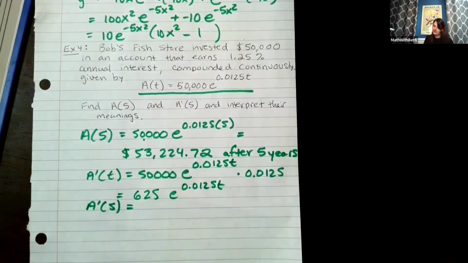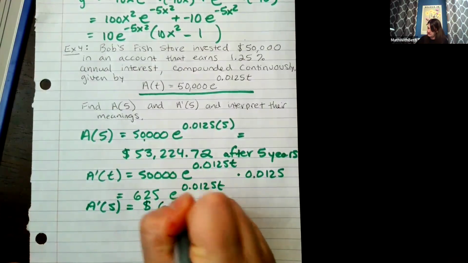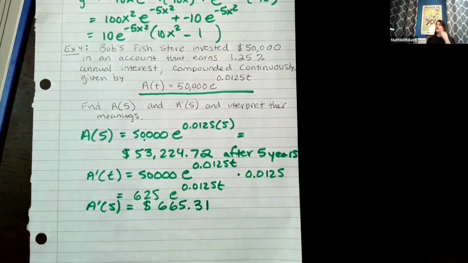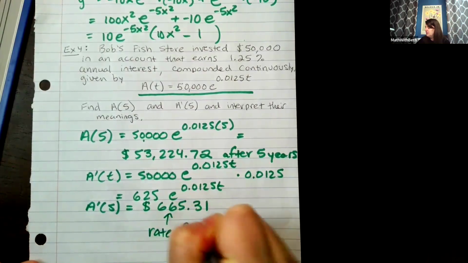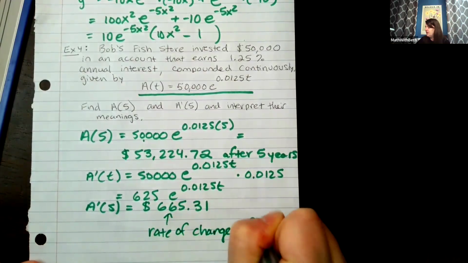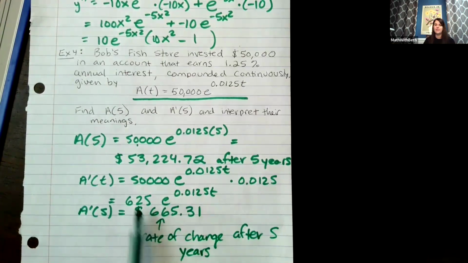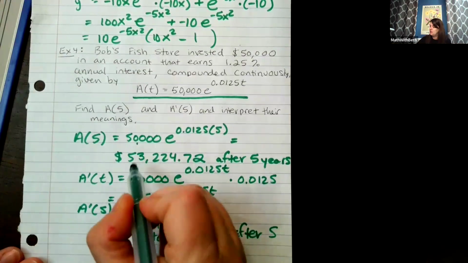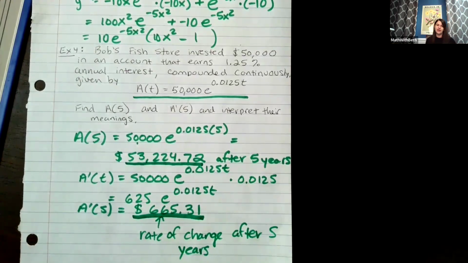So plugging in 5 for t, we would get 665.31. Now, what is the meaning of that? Remember, derivatives find slopes or rate of change. So this is the rate of change after 5 years. So in 5 years, this is what's happening. We're going up at this amount per year, but that could change. So this is the actual amount of money we have in 5 years, and this is the rate it is going up at that time.